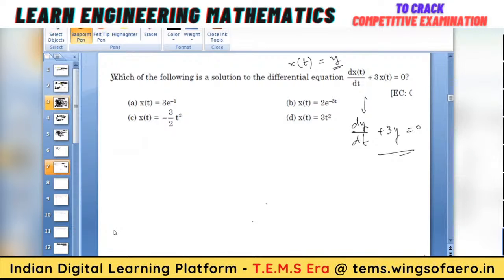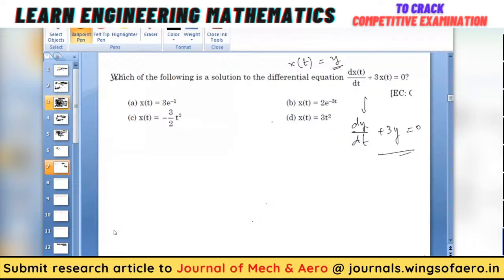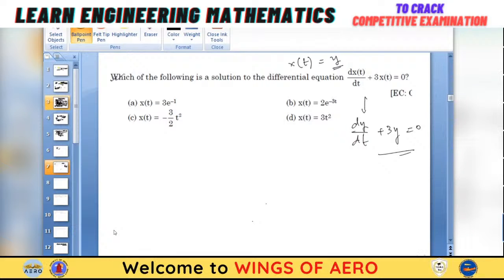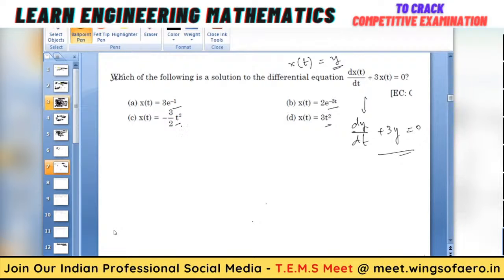Sir, in the options, all the options are given in particular solution form, but there is no condition given, no initial condition. Then you have to check which solution suits best with this particular solution. Look at option B. Look at each and everything. This is e to the power minus 3t, and t square, 3 by 2 t square.